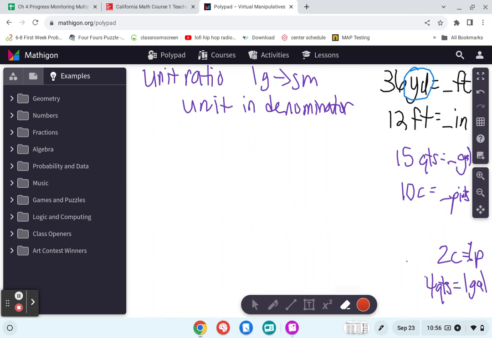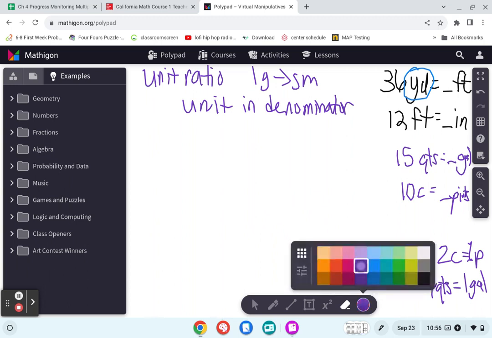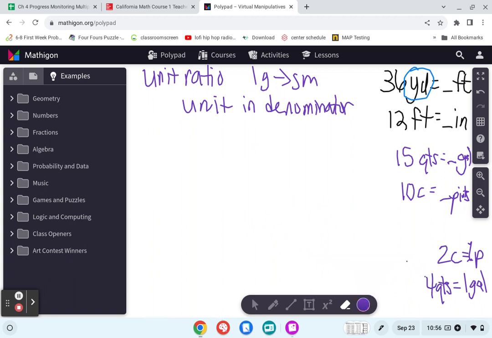I have quarts and gallons, right? So if I know that I have 15 quarts.